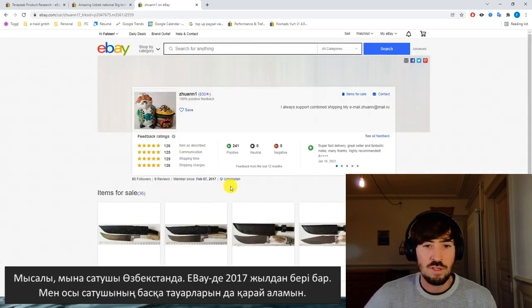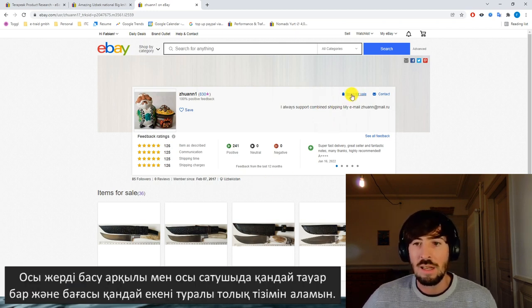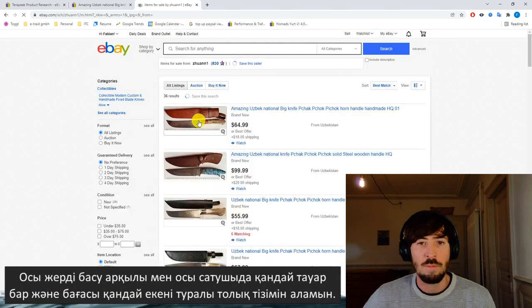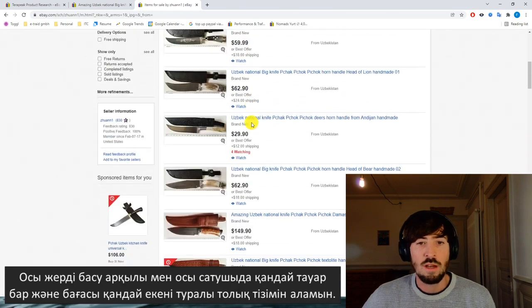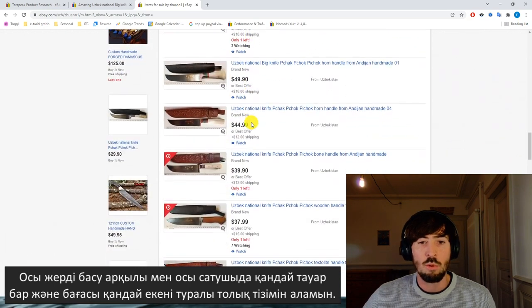In this case, for example, this is a seller that's based in Uzbekistan, has been on eBay since 2017, and I can even go and look at the seller's items by clicking here on items for sale. So this will give me an overview of all the inventory of this seller and the price points that that seller sells at.